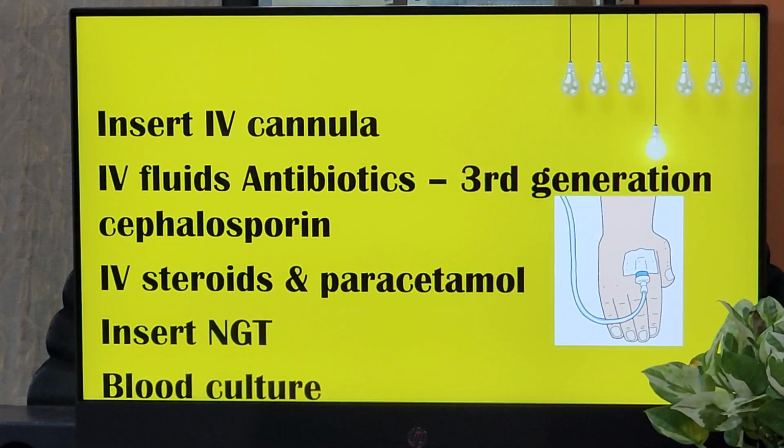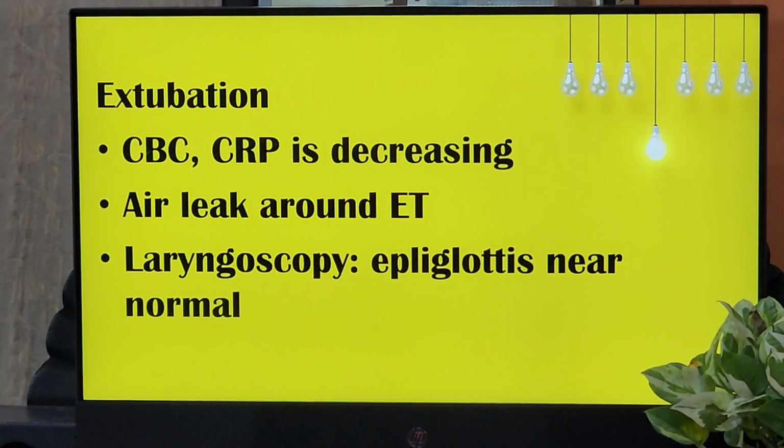So to give food, we have to insert a nasogastric tube too. The child will be in the intensive care unit for the next 2-3 days, and every day we will check blood to see whether the blood count is coming down. Usually it comes down by the 2nd or 3rd day.